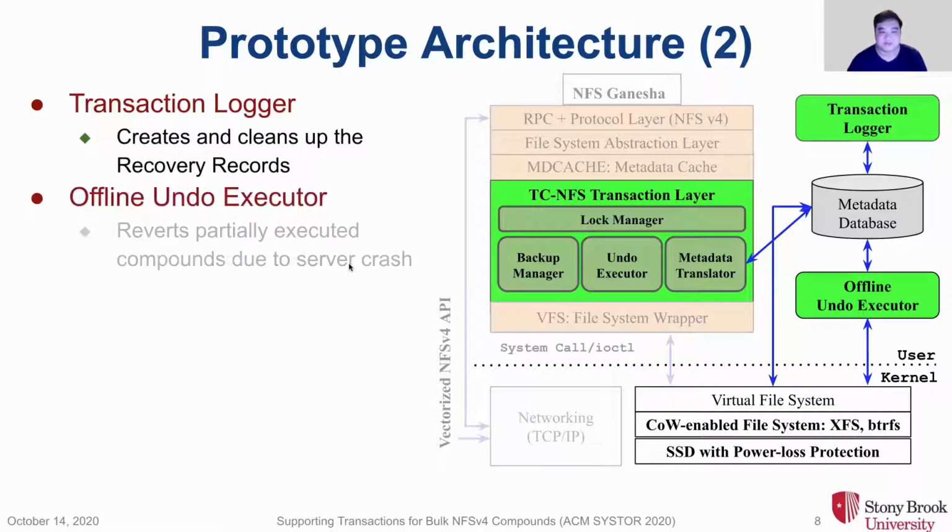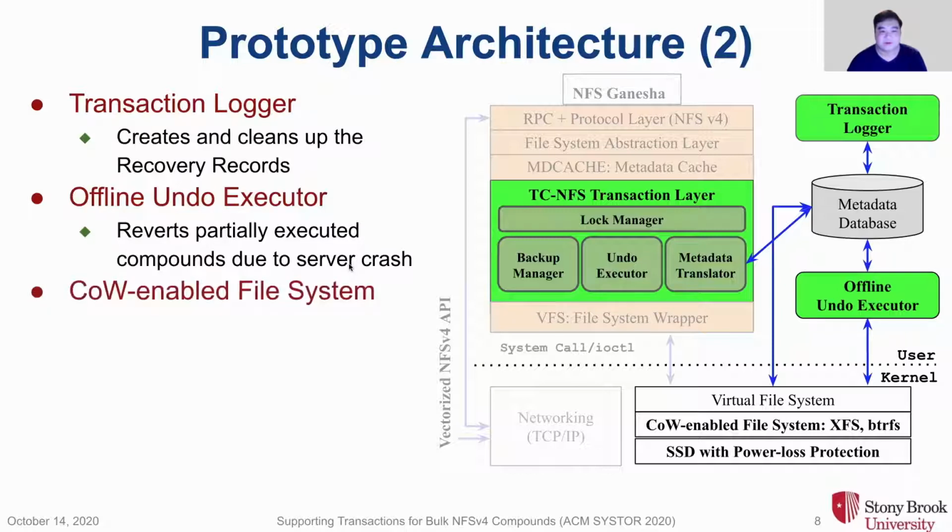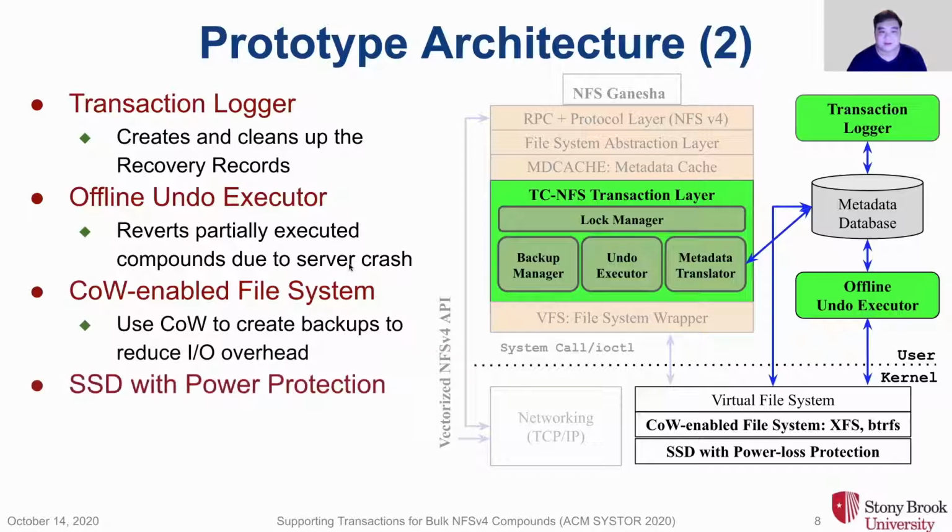The offline undo executor reverses partially executed compounds resulted from crash. We used copy on write enabled file systems such as XFS and BTRFS to reduce I/O throughput overhead by avoiding unnecessary data copy. We also used an SSD with power loss protection to ensure durability and reduce fsync latency.